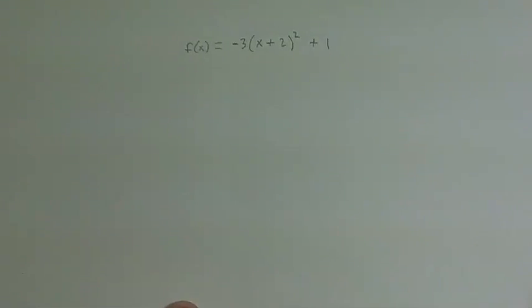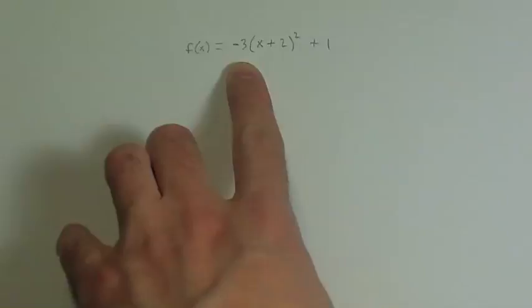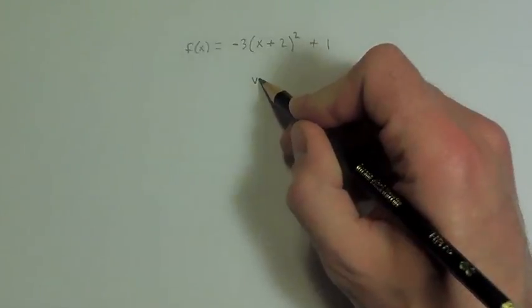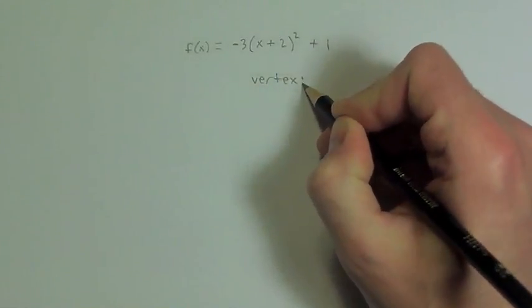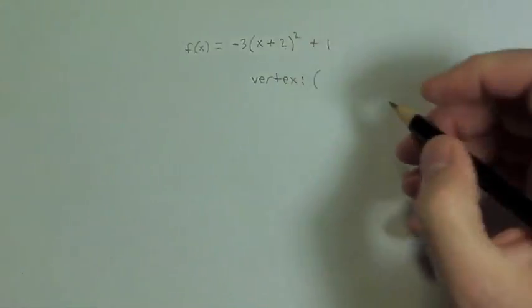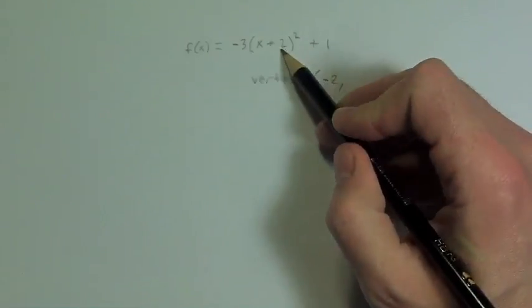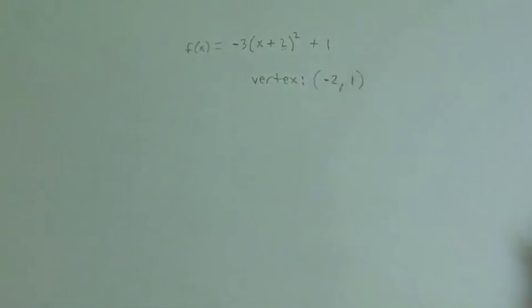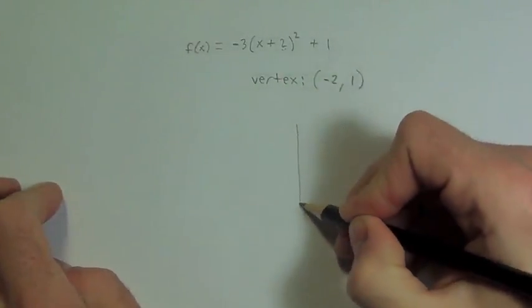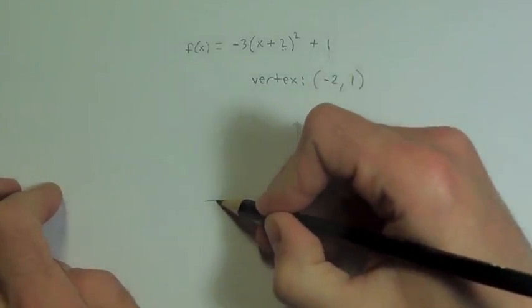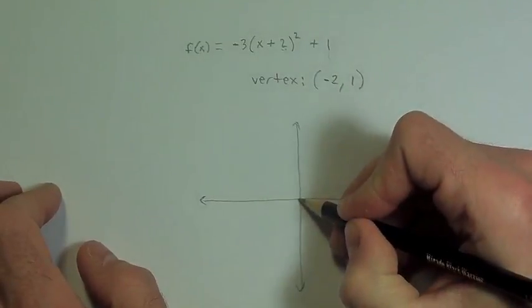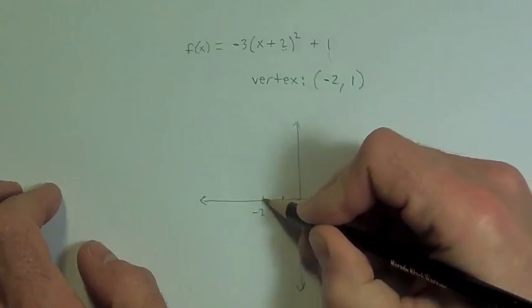All right, let's look at another example. For this one, we're going to let f of x be equal to -3 times (x plus 2) squared, plus 1. So the vertex, remember, when we grab our x-coordinate, we change the sign. So for my h, I always change the sign. For my y, when I grab the y, I leave it alone. So the vertex is the point (-2, 1). So let's graph this. I'm going to just plot my vertex right now. So (-2, 1). I'm going to go over to -2 and up 1.